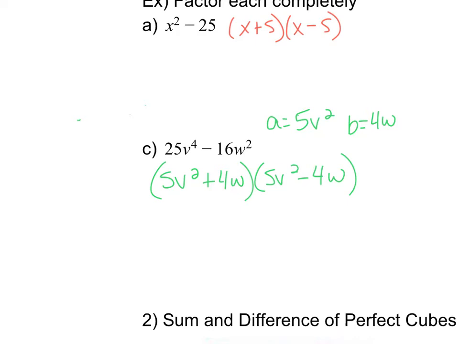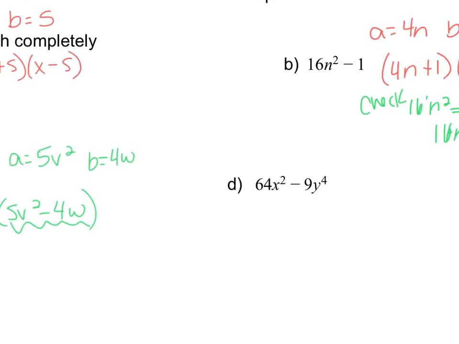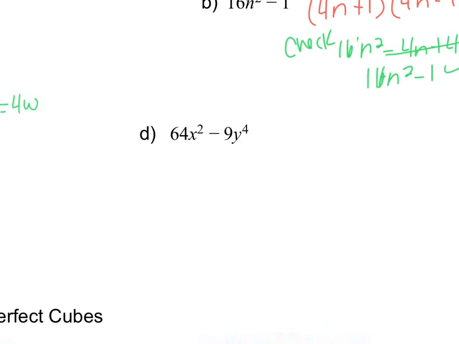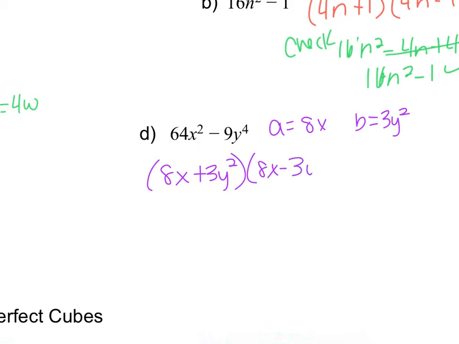It doesn't matter if the plus binomial comes first or the minus one. The order doesn't matter, but make sure you keep them in the right order. I guess the first one on this one doesn't matter because it's a plus sign, you can switch the order. But the order does matter for this one because there is a minus sign. So always put the a one first. Okay, the last one of these. The a term would be 8x and the b term would be 3y squared. So this is going to be 8x plus 3y squared times 8x minus 3y squared.